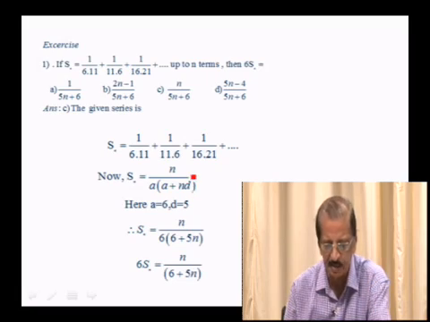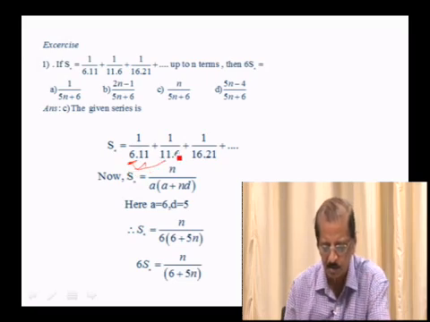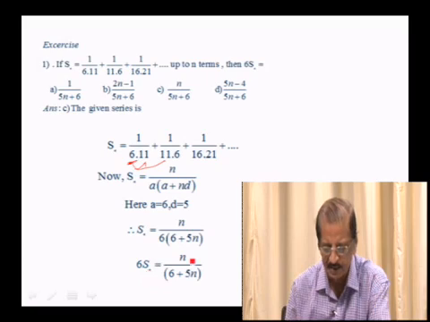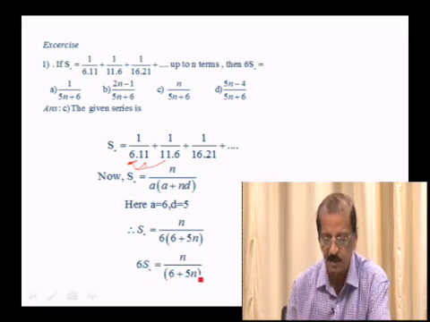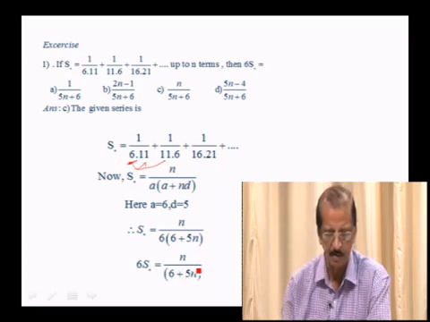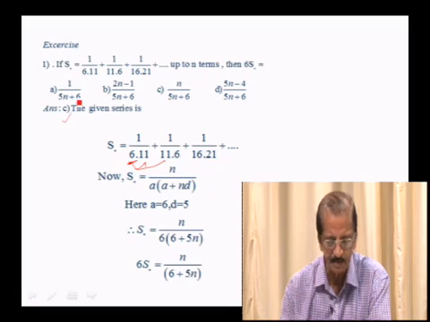As I told you earlier in the synopsis, when you apply this formula, n over a, look at these terms 6 and 11, their difference is 5. So the common difference of 6 and 11 is 5. So a is 6 and d is 5. So I can write Sn is equal to n over 6 into 6 plus 5n. I want 6Sn, so cross multiply, 6Sn is n over 6 plus 5n. So the answer is n over 6 plus 5n. Answer C.